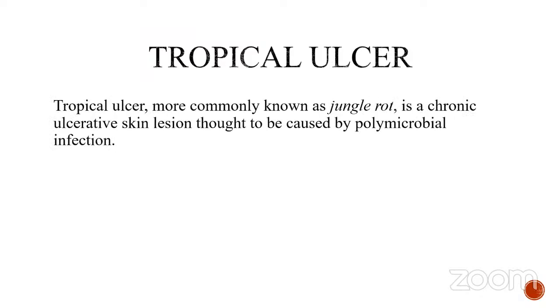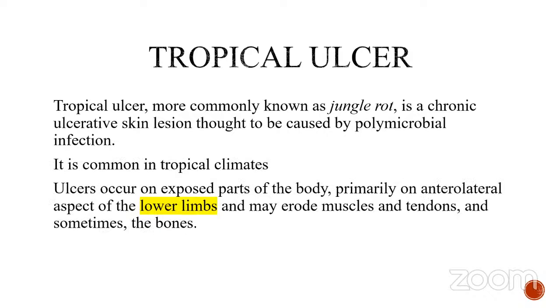Next is tropical ulcer. The name indicates it's seen in tropical countries. So tropical ulcer, more commonly known as jungle rot, is a chronic ulcerative skin lesion thought to be caused by polymicrobial infection. So it's not like one single organism is causing the infection. It's polymicrobial. So many organisms are thought to be causing this disease. It's common in tropical climates.